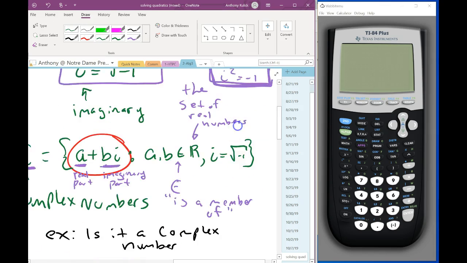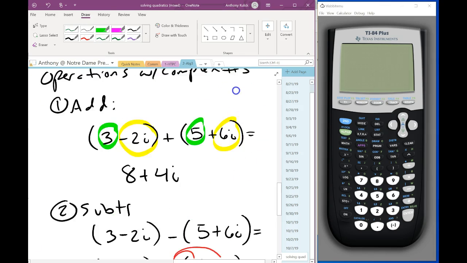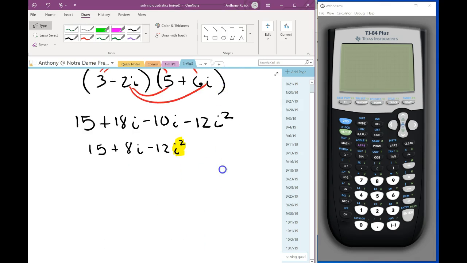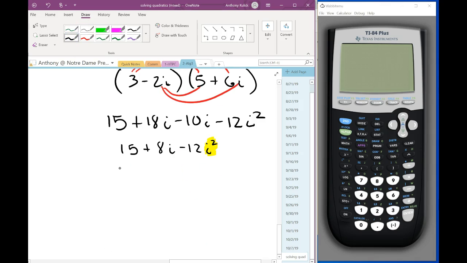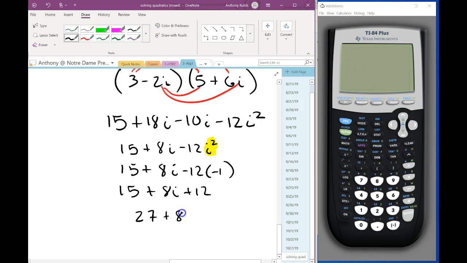Okay. We're going to scroll back to the bottom, and now that we've established that i squared is equal to negative 1, I'm going to replace the i squared with a negative 1. Negative 1 times negative 12 is positive 12. And then 12 plus 15 is 27. So I get 27 plus 8i.